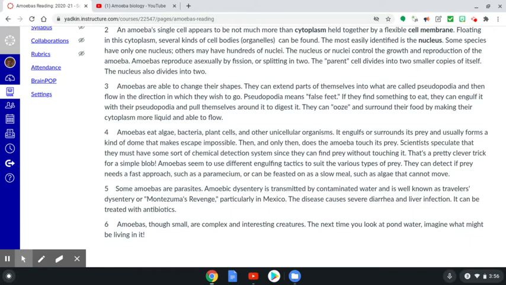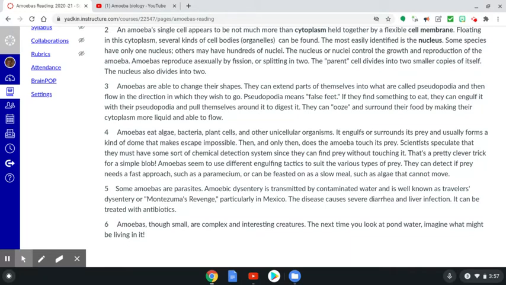Some amoebas are parasites. There are a couple of diseases that amoebas can cause. One of them is called Montezuma's revenge, and that happens particularly in Mexico. It comes from drinking water that has not been purified. It causes severe diarrhea and liver infection, and it can be treated with antibiotics.